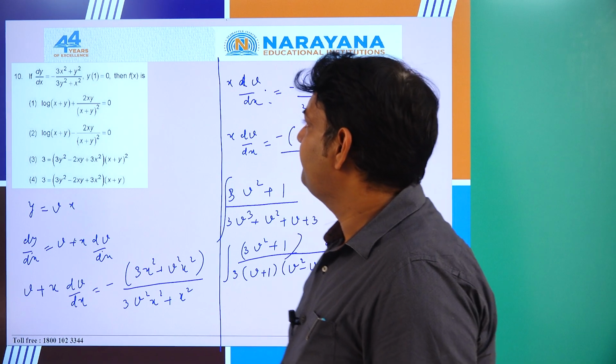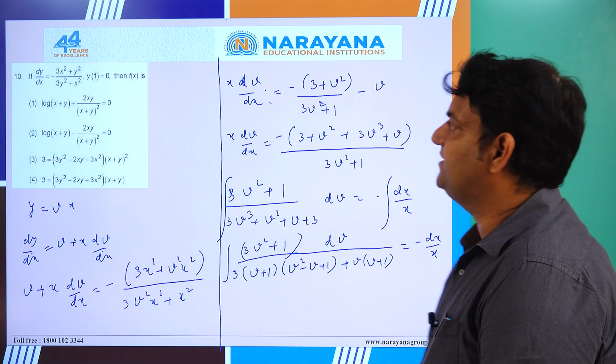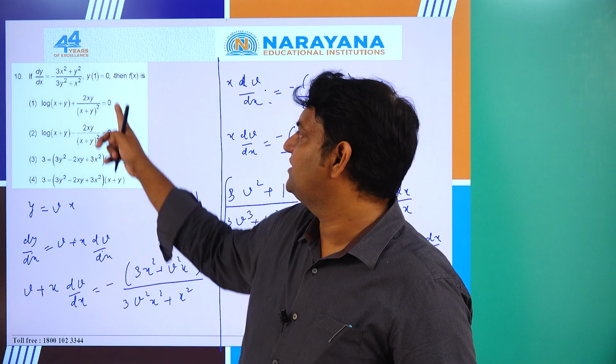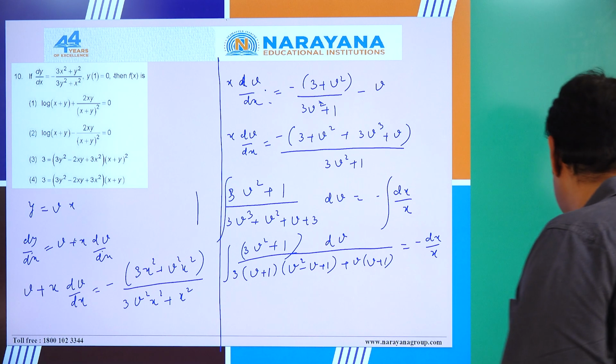Now let us go to the problem what they asked. Y of 1 is 0. So put x is 1 and y is 0, you will get the value of c and hence the function directly. Check it once.